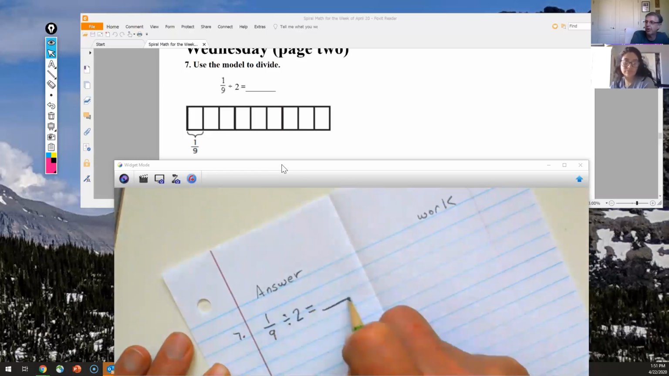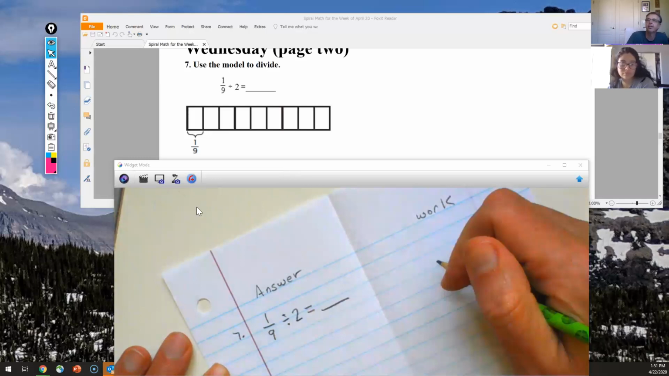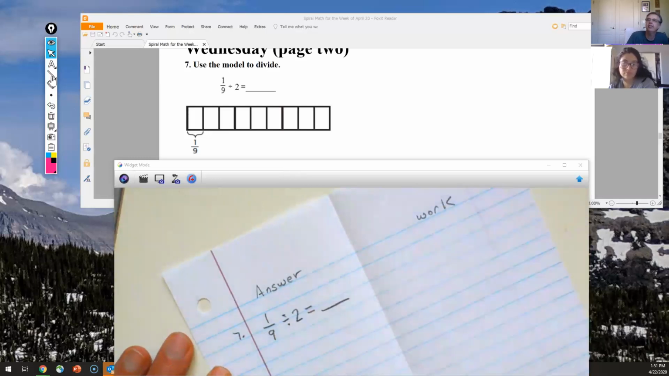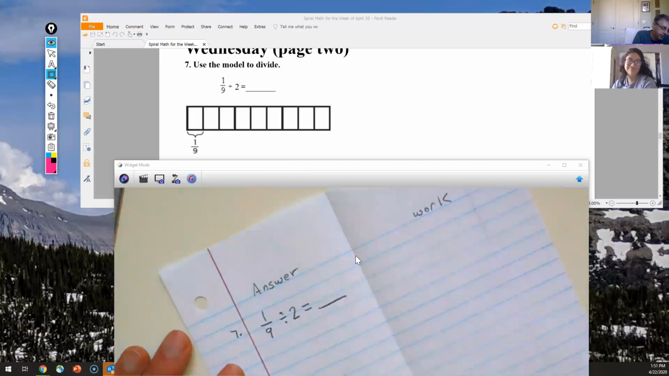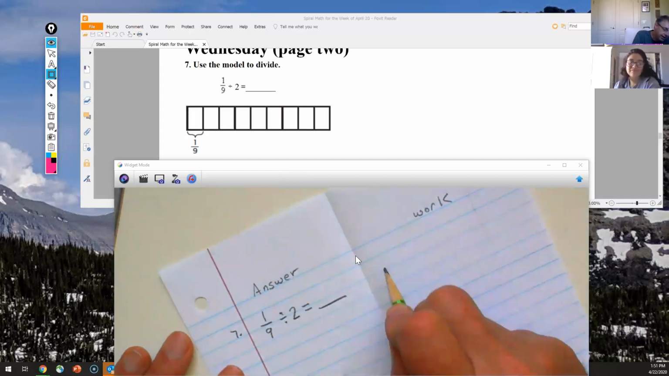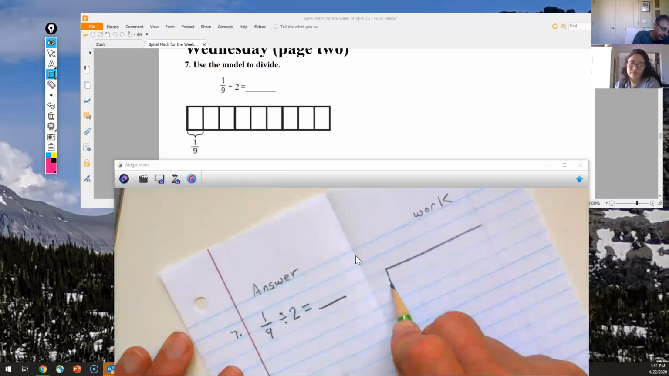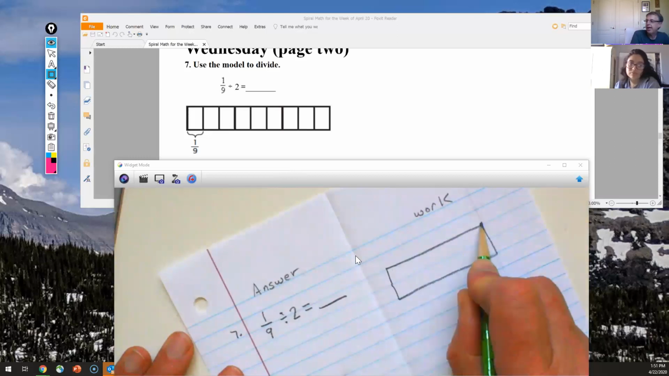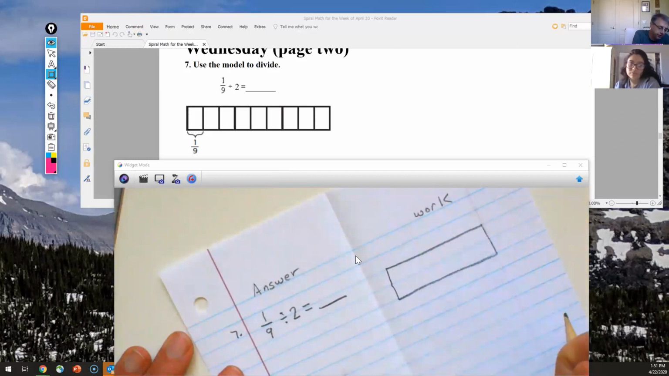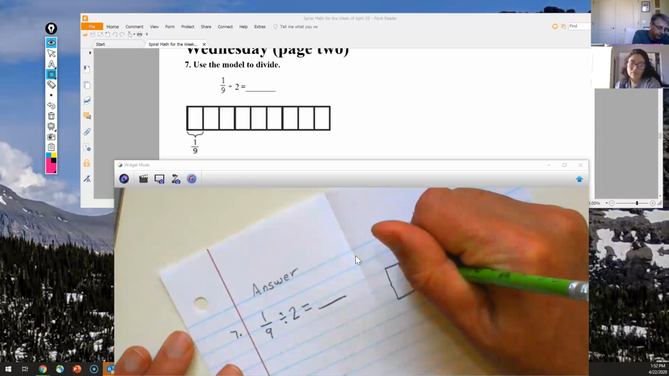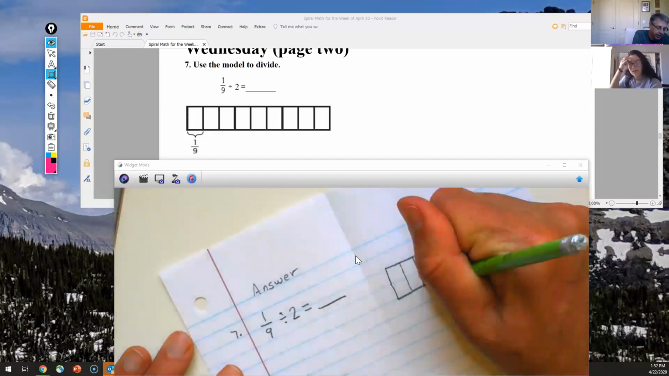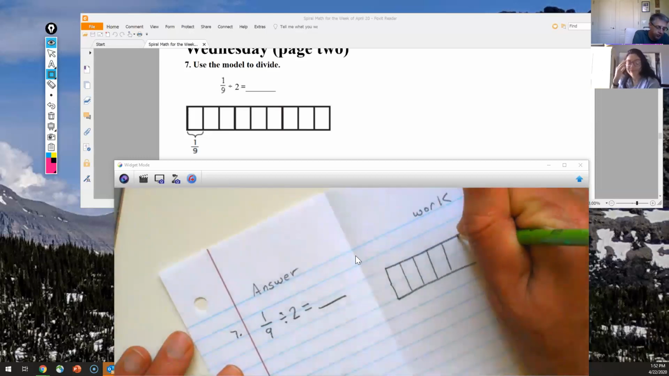And on this side, though, we're going to draw the model. And let's see if I can get really hipster with my, probably no, I probably don't want to do that. I'll just draw it out. I'm going to make a nice unit bar, nice and straight. And I'm going to divide it into 9 equal parts. Try to make them as equal as you can to really represent 1/9. Each one of these is 1/9.